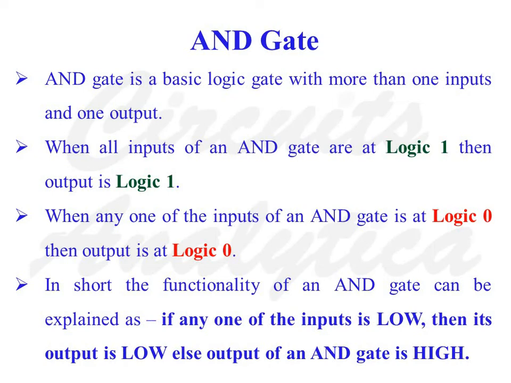Next is an AND gate. An AND gate is a basic logic gate with more than one input and one output. When all inputs of an AND gate are at logic 1, then output is logic 1. When any one of the inputs of an AND gate is at logic 0, then output is at logic 0. In short, the functionality of an AND gate can be explained as if any one of the inputs is low, then output is low, else if all the inputs are high, then output of the AND gate is high.